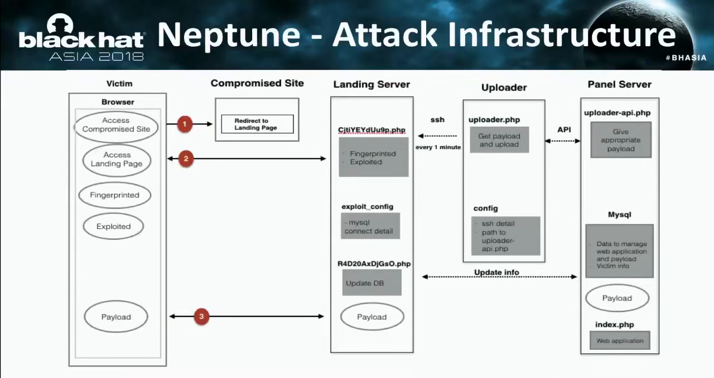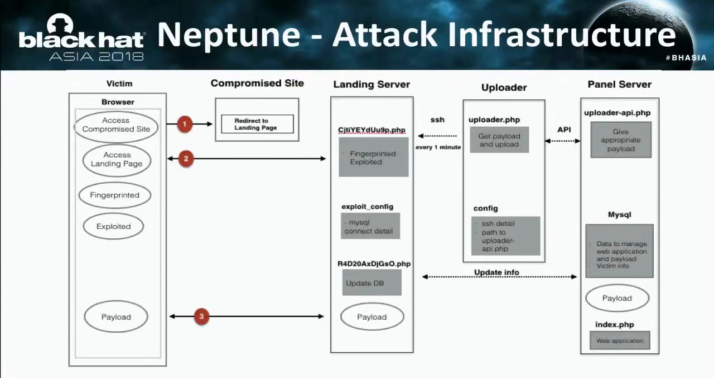And this is another exploit kit attack infrastructure, which is the Neptune Exploit Kit. This is also an exploit kit sold as a package. Here, one interesting point is they have a landing server and a panel server. Between these two servers, there is an uploader server, and this server's function is receiving the latest payload from the panel server. This payload is posted to the landing server, and finally, the victim is compromised.